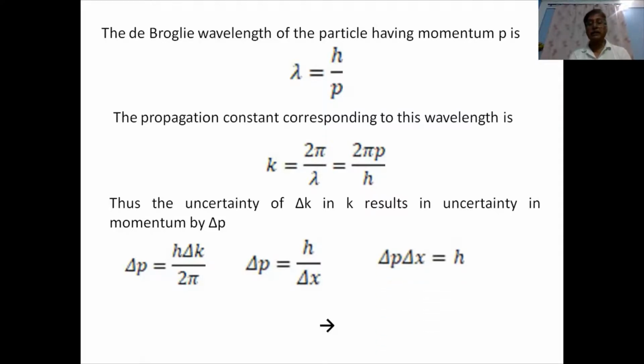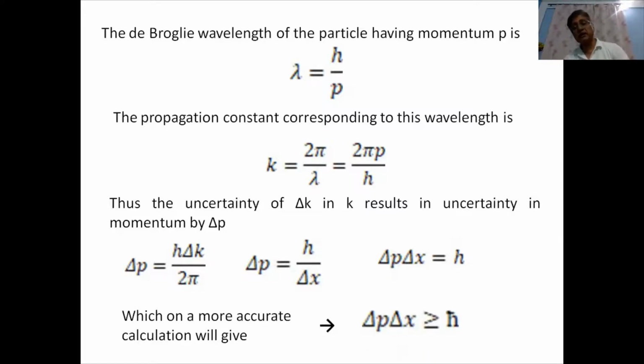So delta p delta x is simply h. Of course, a more accurate calculation will show delta p delta x is greater than or equal to h cross. Now mind it, here we have the greater than or equal to symbol. The equality sign will stand for the irreducible minimum in the uncertainty, that the uncertainty cannot be less than that, and this is inherent in the system. Just because we have associated a wave group with a particle, the uncertainty becomes inherent in the system itself. So this is an irreducible minimum. The uncertainty will not go below this. So the equality sign is for that.